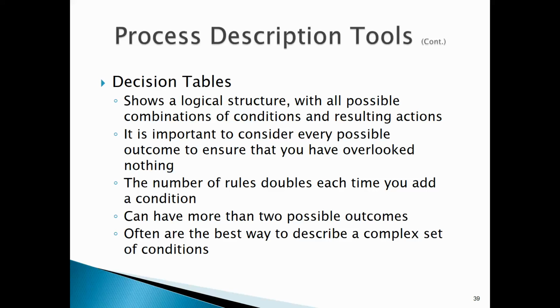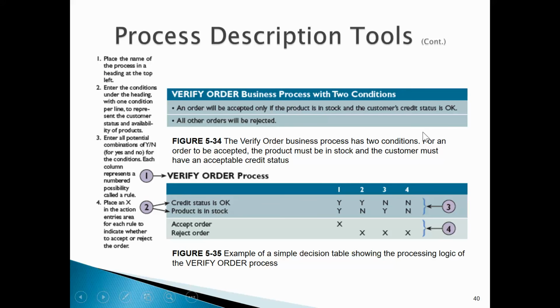So can you have more than 2 possible outcomes? Well, that's possible. If so, how are we going to deal with those? We deal with those by saying, okay, if it's this, we do this. If it's not, then we might check it again to see if it's this or this. We get into what's called nested if statements. So often that is the best way to describe a complex set of conditions, because a decision table is going to give us a representation of all the possible outcomes.